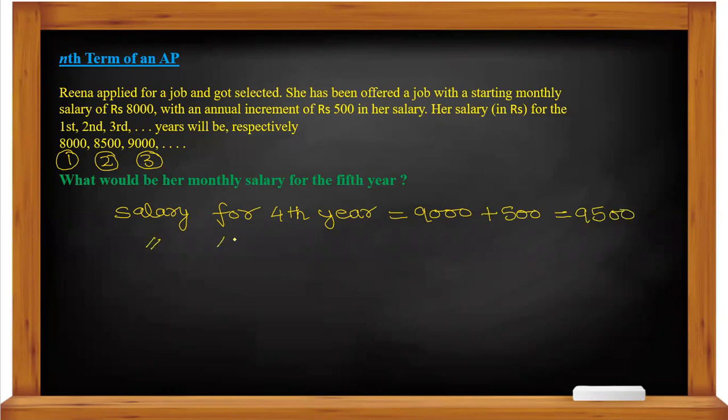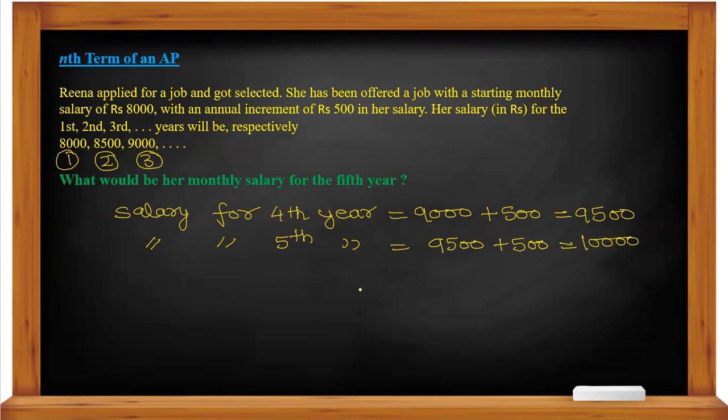Now we find the salary for the fifth year. That will be equal to the salary for the fourth year, which is 9,500, plus the increment, that is 500, which comes out to be equal to 10,000 rupees.